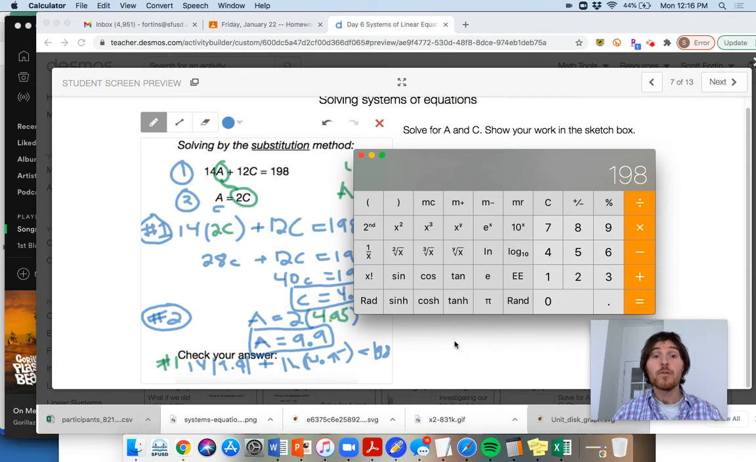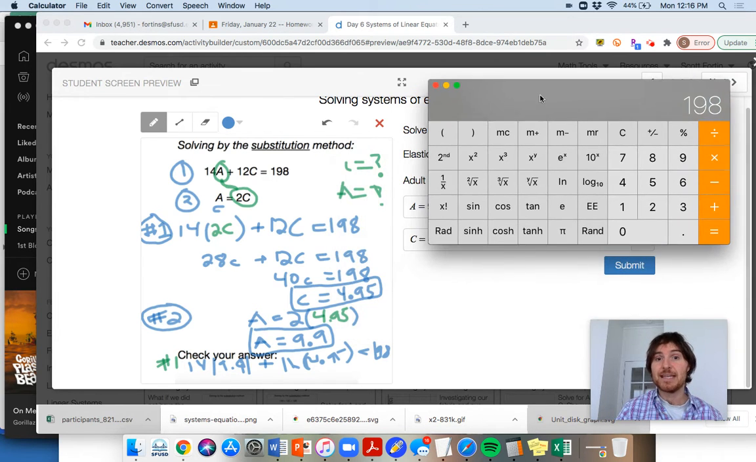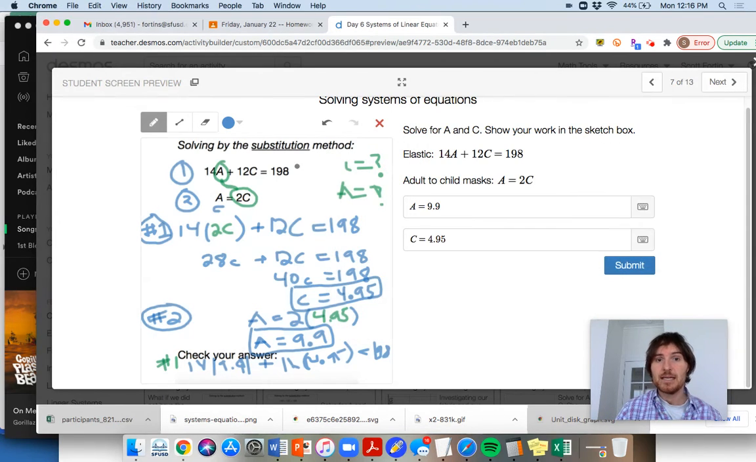Okay, so here what our solution set is to this inequality is A is 9.9. That was my x variable. So I got 9.9 and 4.95. I know that's going to be one of my corners of the feasible region. It's not behaving. It's not actually writing out here.